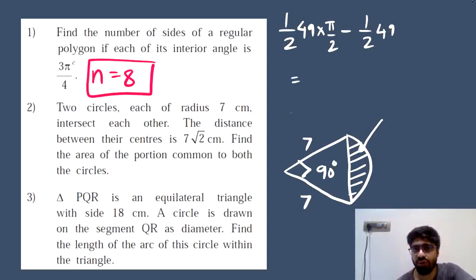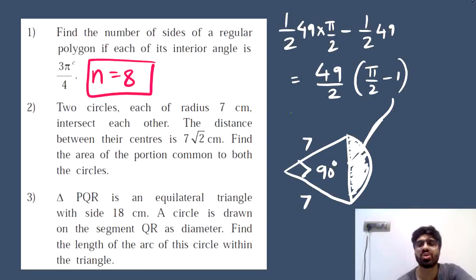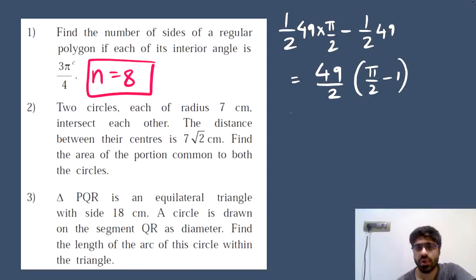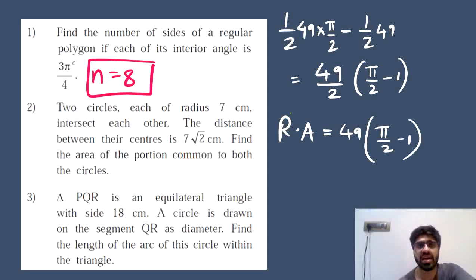So if you take out half and 49 common, you get 49 by 2 into pi by 2 minus 1. That's the area of this sector. This is equal to this much area. But if you remember the question, our area was twice of this. So our required area would be twice of whatever we have just got here. That twice would be 49 into pi by 2 minus 1. So this represents the required area, and that's the answer for the second question.